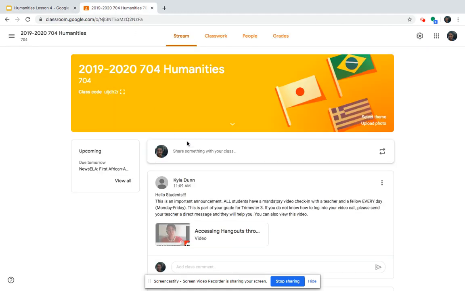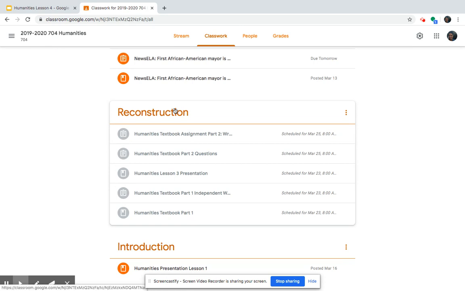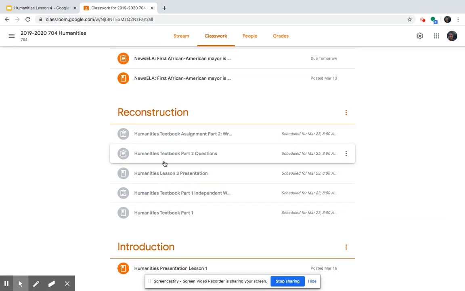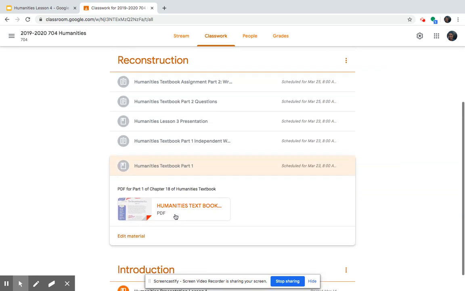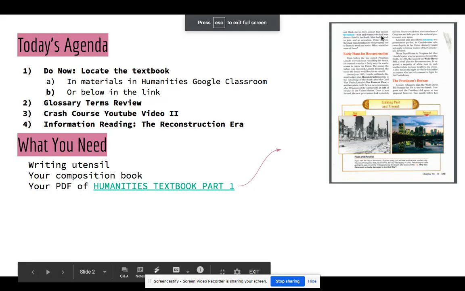With 704's example, I go to classwork, reconstruction, textbook part 1, PDF, and then it would open up for me. So make sure you have that out and ready to go.